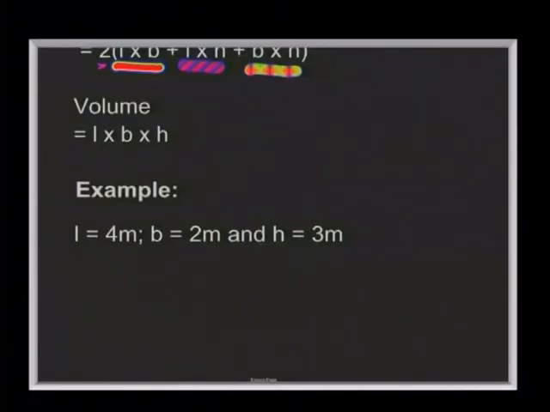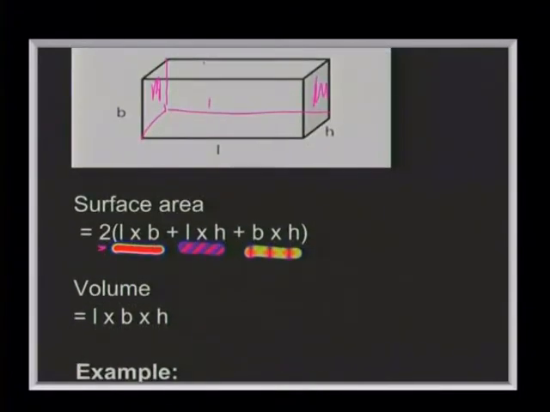I hope that helps. So our formula, and again, they will give you the formula. It's nice to be able to understand the formula. It makes it easier for you to actually work with the values. Let's do an example quickly with the surface area. We'll be looking at our length is 4 meters, our breadth is 2 meters, and our height is 3 meters.